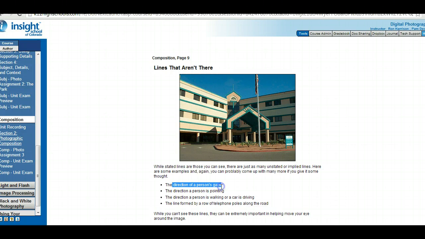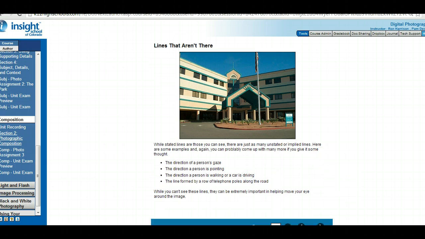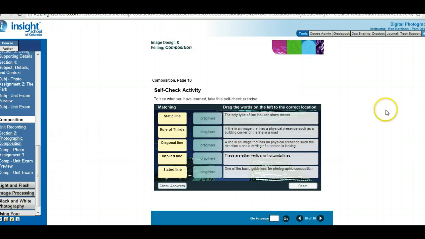Like when a person is in a picture focusing in one direction, whoever's looking at that picture looks at the person's eyes, and then they kind of follow the eyes to where the person's looking. Person pointing in a direction, person walking, or a car is driving. So just some ideas about how there can be real lines and fake lines.